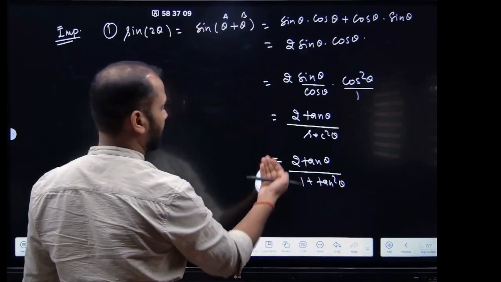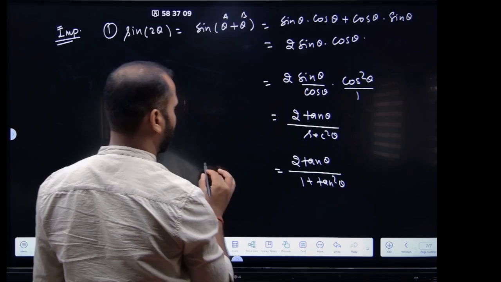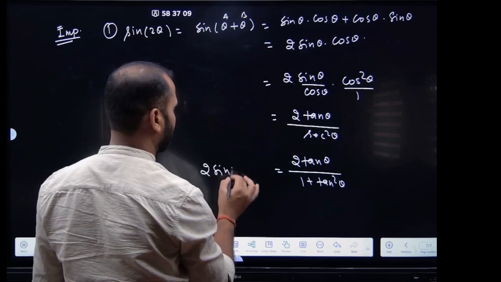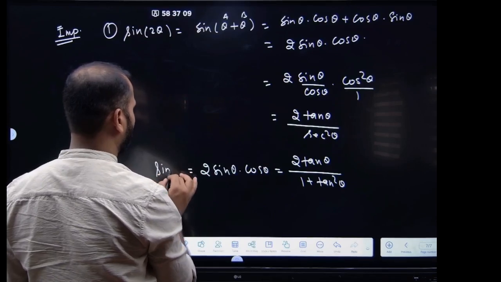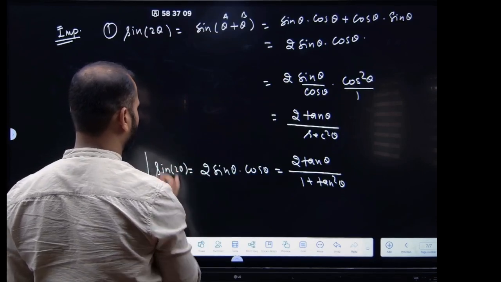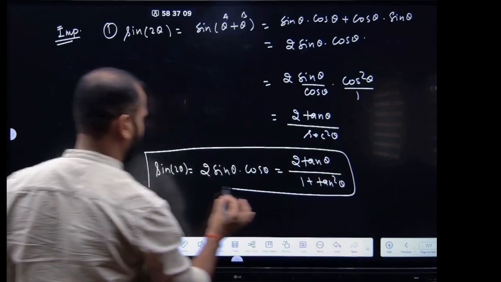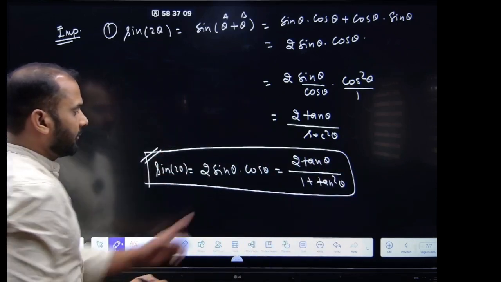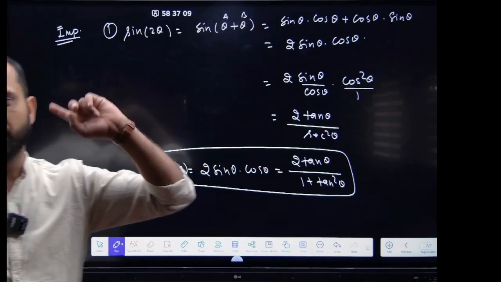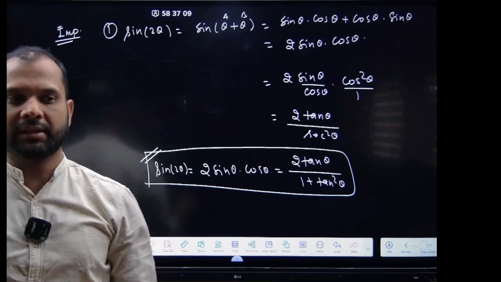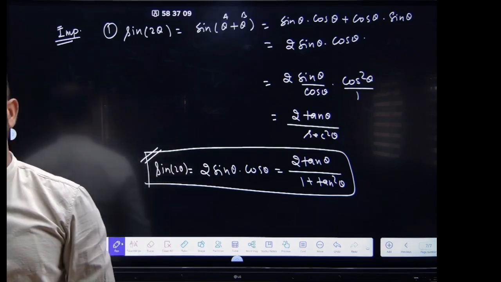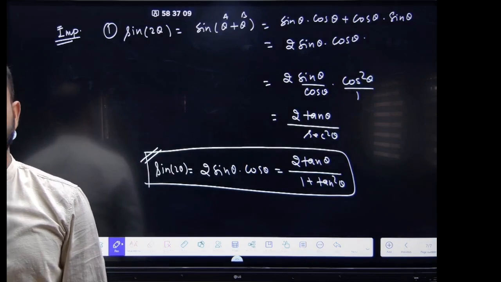I hope you are getting it. So you have to remember this: 2 sin theta cos theta is equal to sin 2 theta. Whenever you have multiple angles, you can directly use this formula. The same formula we use in the case of inverse, if you remember, 2 sin inverse is nothing but tan inverse of 2x upon 1 plus x square.